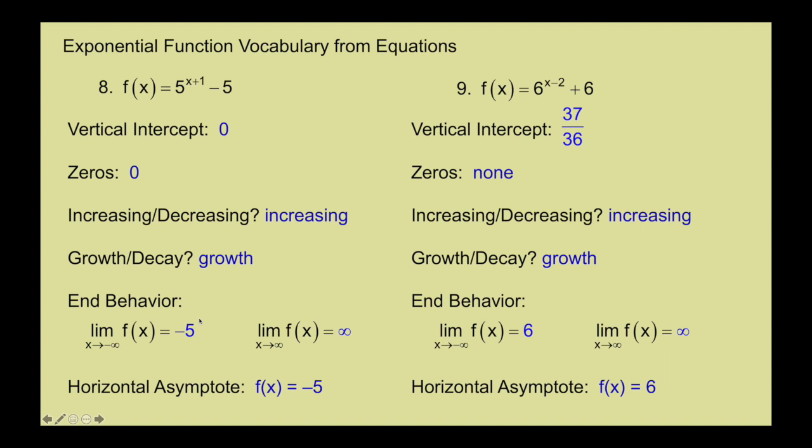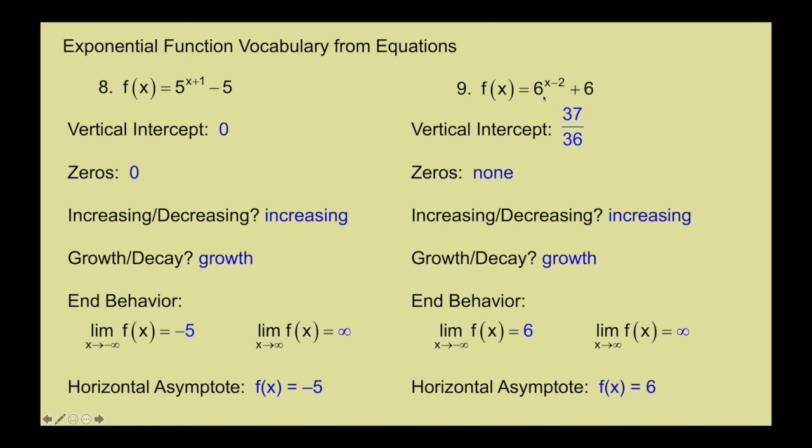Now for number 9, here again for the vertical intercept, I want to plug in a 0 for x. If I do 0 minus 2, I'm going to get 6 to the -2nd. That's going to be 1 over 6 squared, which is 1 over 36. 1 over 36 plus 6, again, I'll have to get common denominators. So 6 is going to turn into, and when we get to number 9, there is a typo for the vertical intercept on this one.